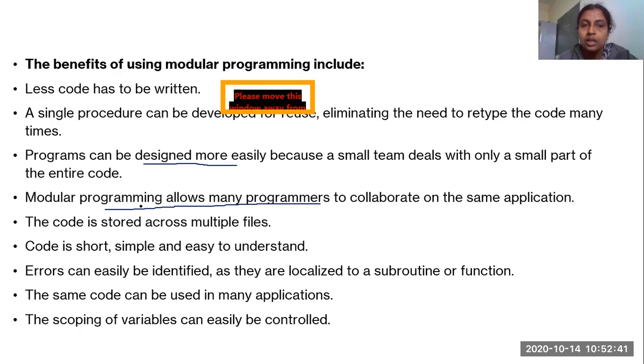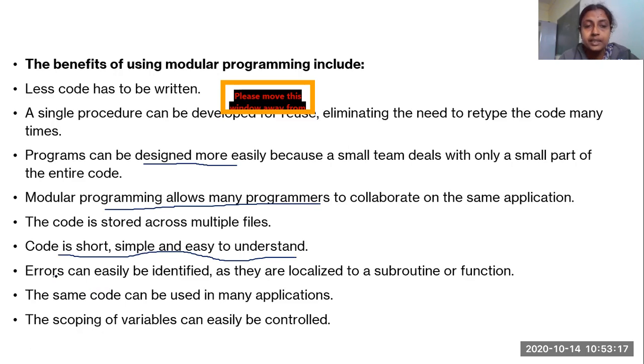See, once again, modular programming allows many programmers to collaborate on the same application. Many people will write and they will combine the programs. So in terms of modular programming, the code is accessed across multiple files. Since everybody is going to write a small program, when we finally combine them, we will be able to access multiple files. Code is short, simple and easy to understand. So whenever they use the technique of modular programming, the code size will be very short, simple and easy to understand.